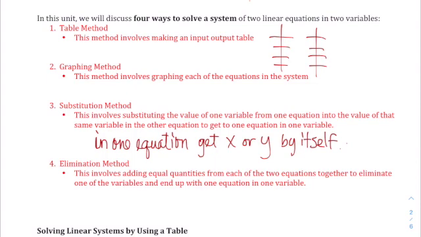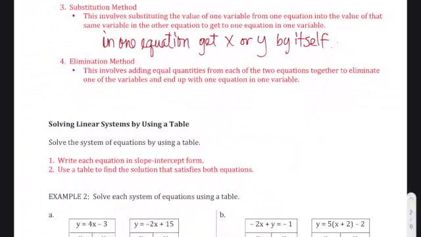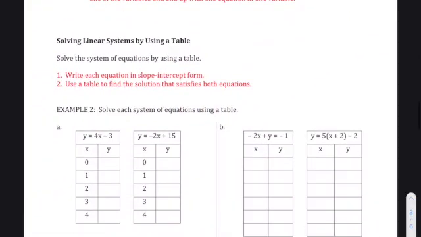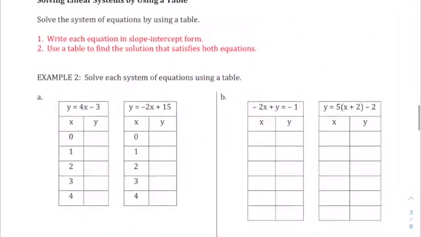Number 4 is the elimination method. This involves adding equal quantities of each of the 2 equations together to eliminate one of the variables and end up with one equation in one variable. So that will come a little bit later, and I will explain that later on.